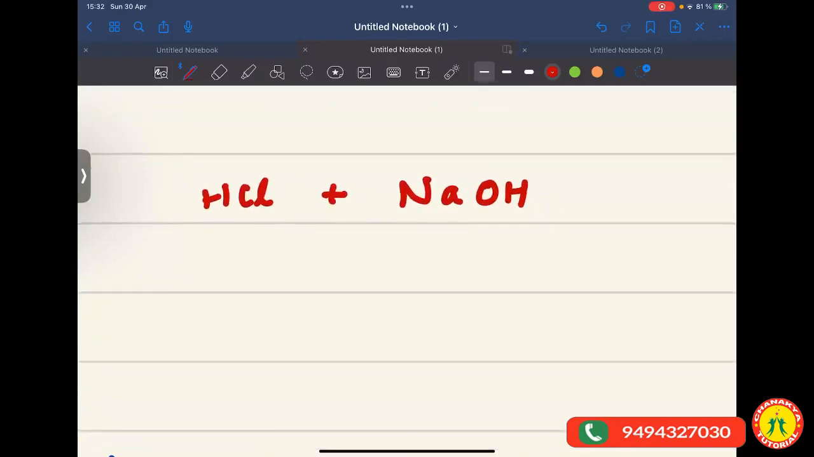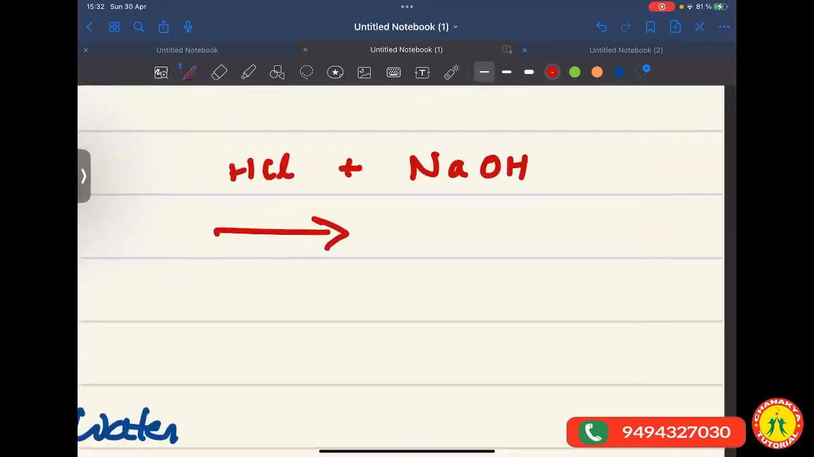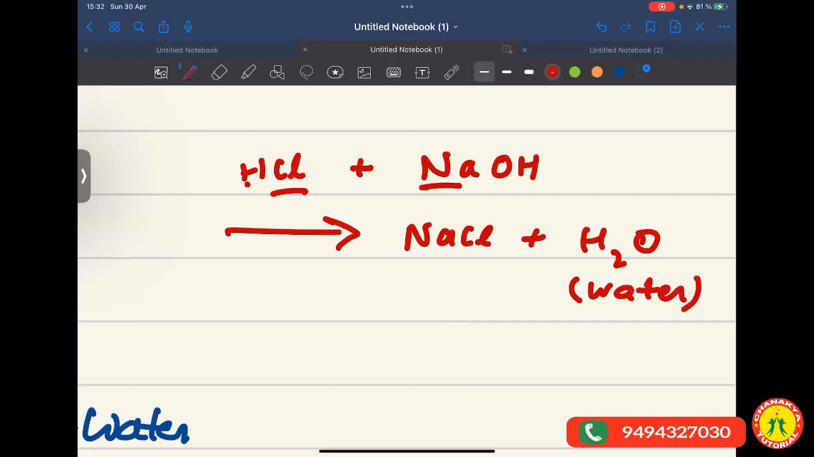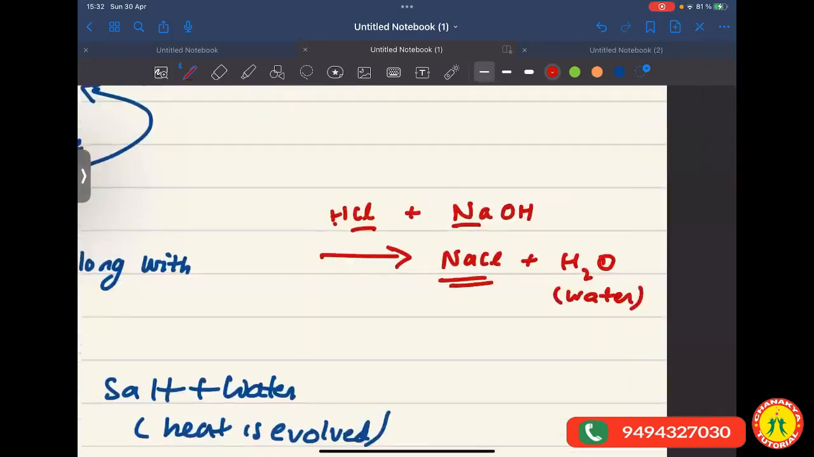All right. Okay. So HCl plus NaOH gives you NaCl, plus H plus O2 is H2O. H2O means what? Water. So this is a salt, this is a water. This is an example of the equation.